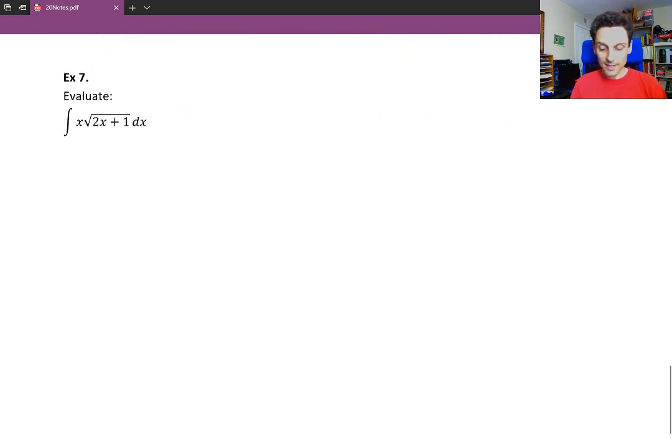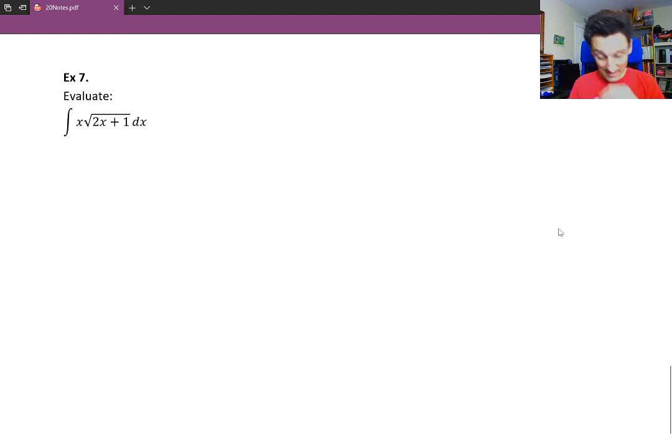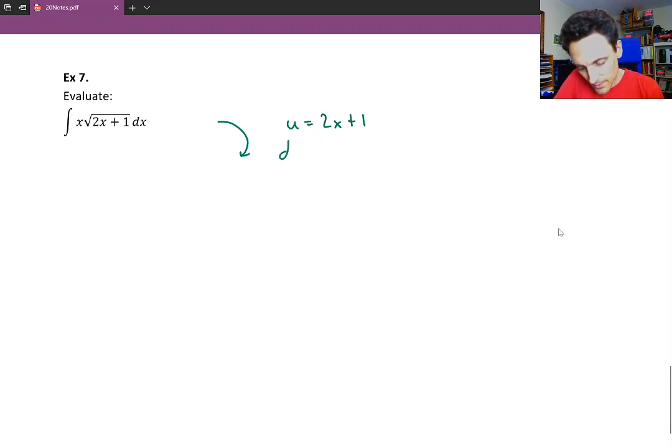So example 7 is evaluate the integral of x times the square root of 2x plus 1 dx. And here, just about the only inner function that we really see here is 2x plus 1. The only thing is that the du would be 2 dx. And we don't really see a 2 dx. We see an x that could go with the dx, but not a 2 dx. It looks like the variable part is not really matching here.